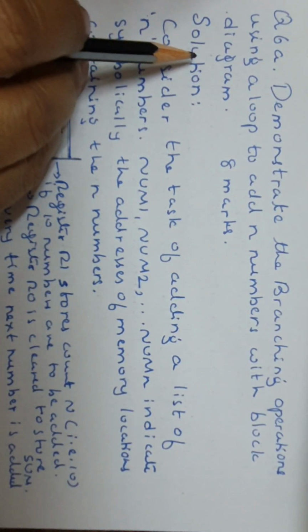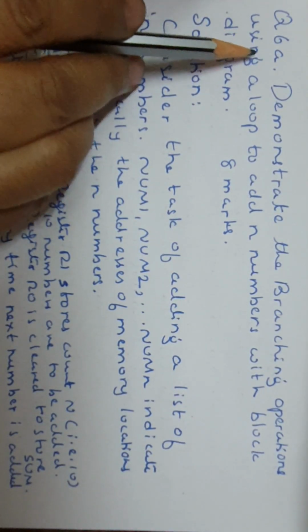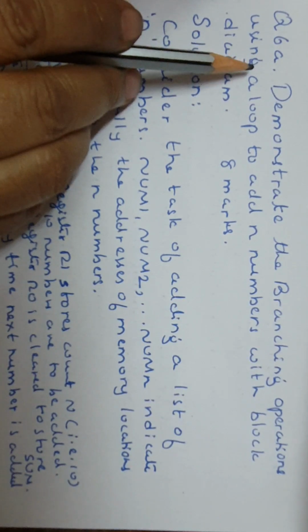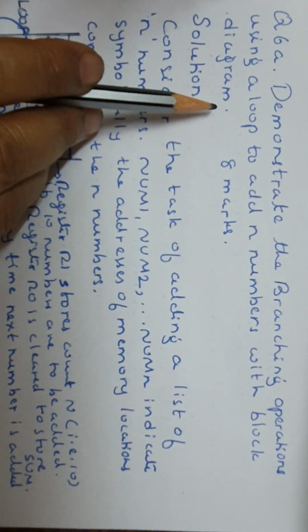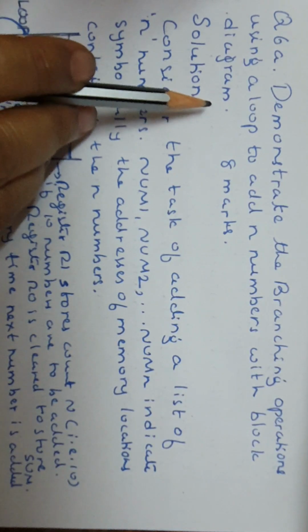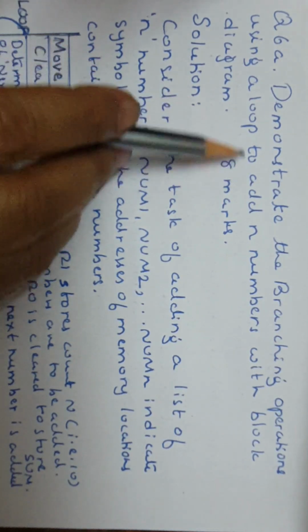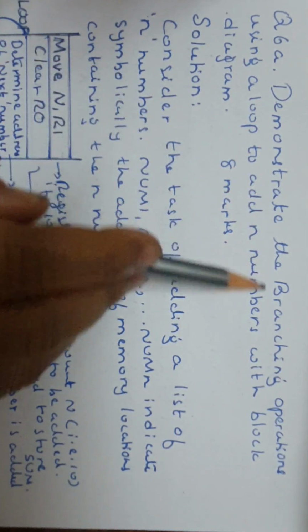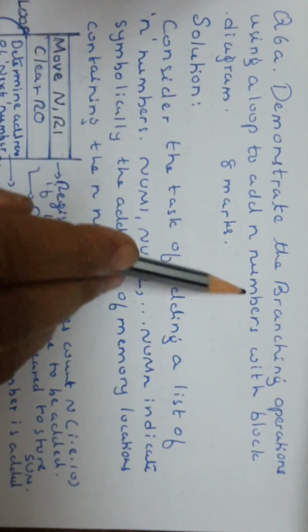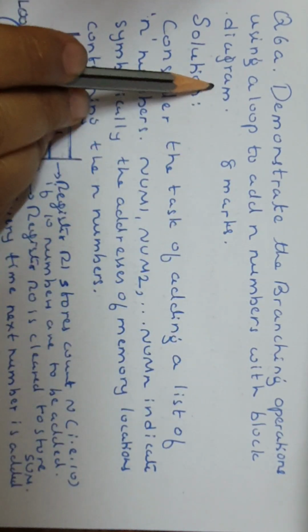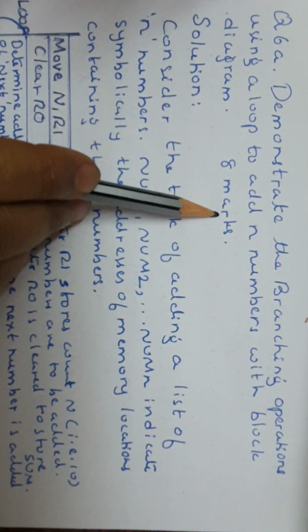Today we shall discuss question number 6A from model question paper set 1 for the subject Digital Design and Computer Organization, the subject code being BCS 302. The question is: demonstrate the branching operations using a loop to add n numbers with block diagram. This carries 8 marks.